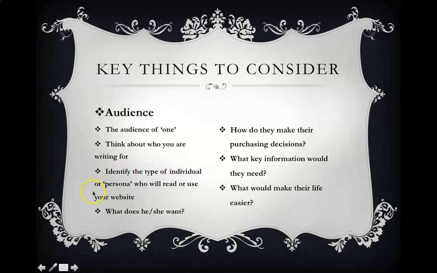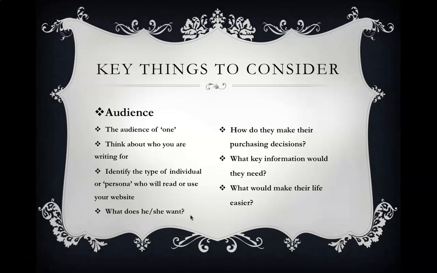Identify the type of individual or persona who will read or use your website. Again, that's just a little bit of that targeting and segmenting and understanding the psychographics and demographics of your customer and all those things we talked about in the principles of marketing. Age, psychological factors. Who are you looking for? Impulse buyers? Are you looking for people between the ages of 60 and 70 or 18 and 25? That's what we think of.